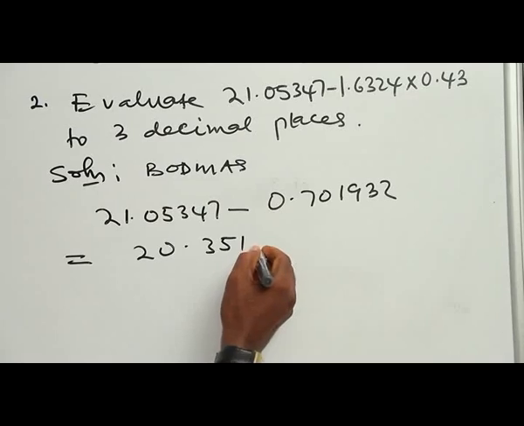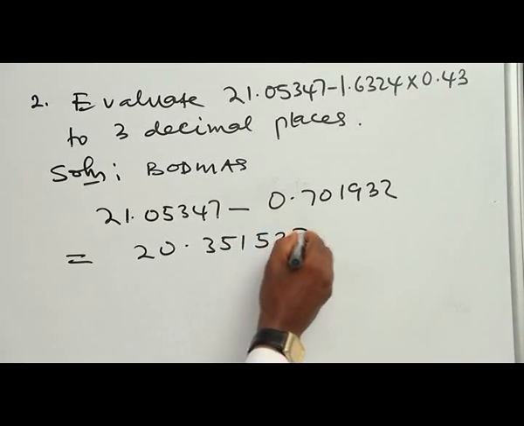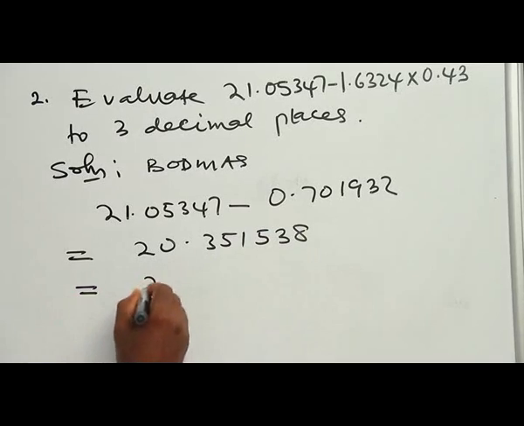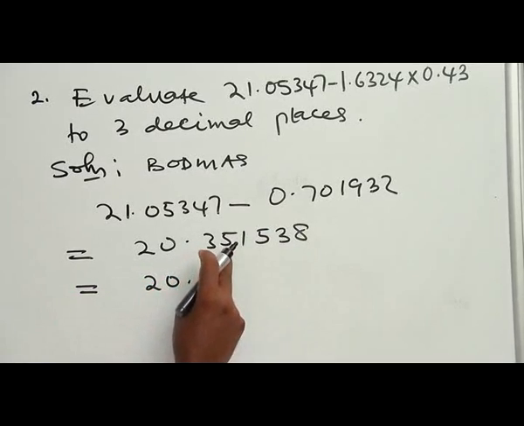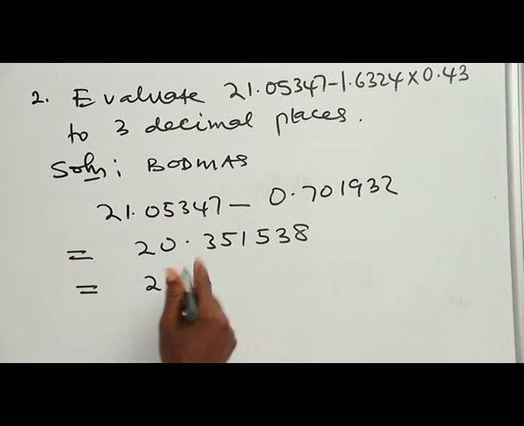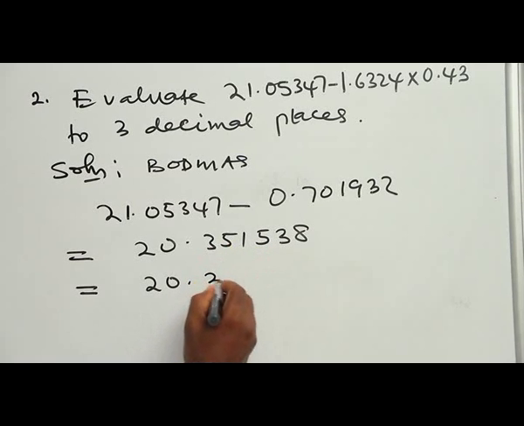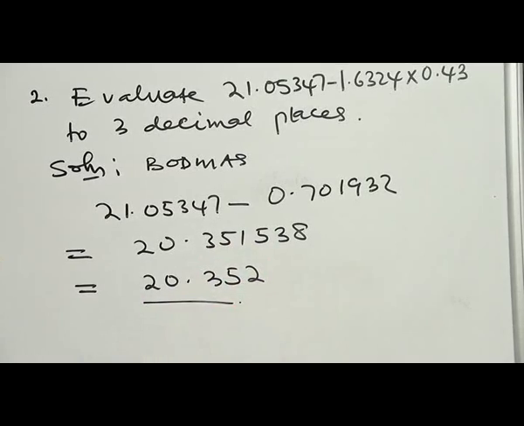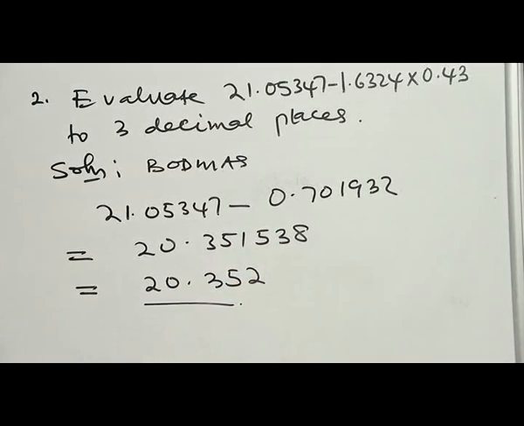And you have 20.351538. And you are told to correct your answer to 3 decimal places. So that is 20.123. The next number to that is up to 5, so that becomes 352. You will have done the problem, solve that, and that is correct.